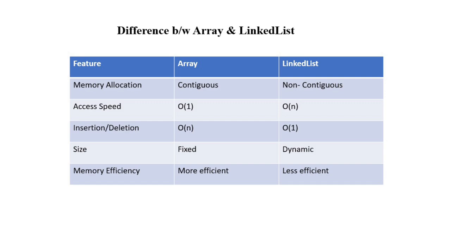Next one is insertion or deletion. Arrays are slow for inserting or deleting in the middle because you need to shift every element. And linked lists are fast for insertion and deletion because you only change a few pointers. Next one is size. Arrays have fixed size in most languages, so if you run out of space, you need to create a new array and copy everything. Linked lists are dynamic. You can keep adding nodes as long as memory is available. And ease of use. Arrays are simple to use for beginners because they are built into most programming languages, and linked lists require manual pointer management.